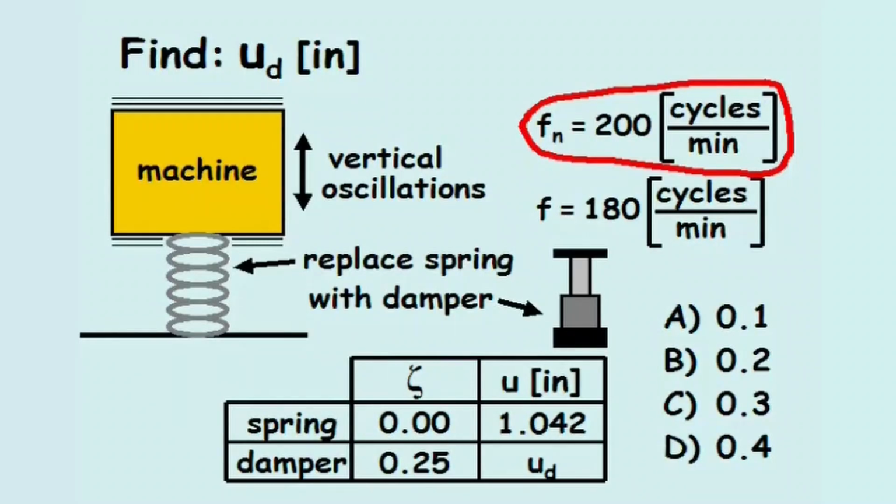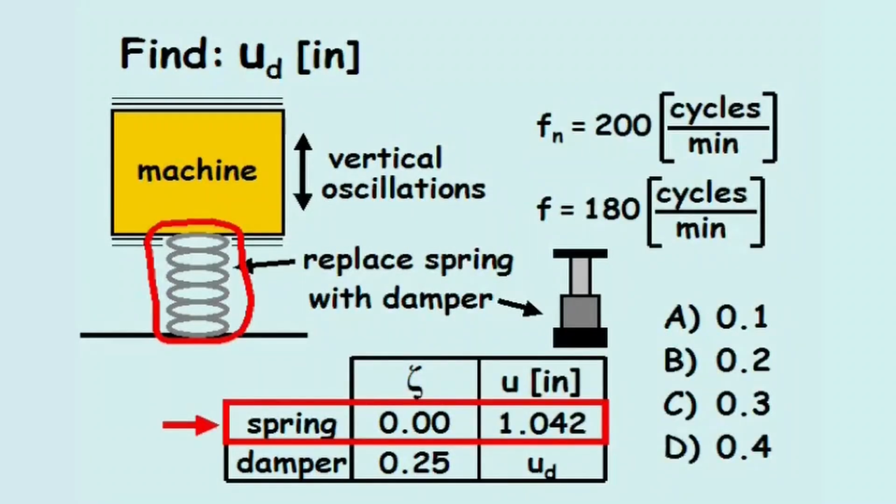Currently, the machine is supported by a spring which provides no damping, resulting in a displacement of 1.042 inches. This displacement of 1.042 inches will be referred to as U sub s and refers to the amplitude of the undamped oscillation.